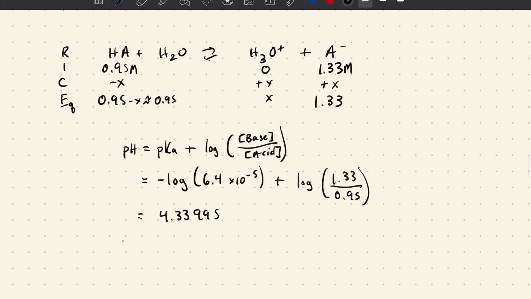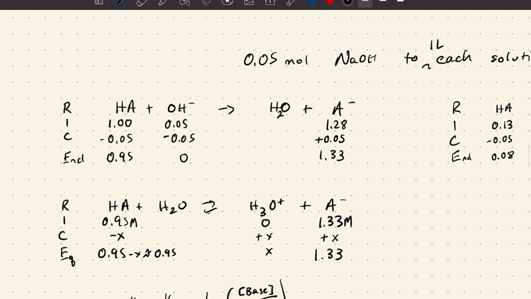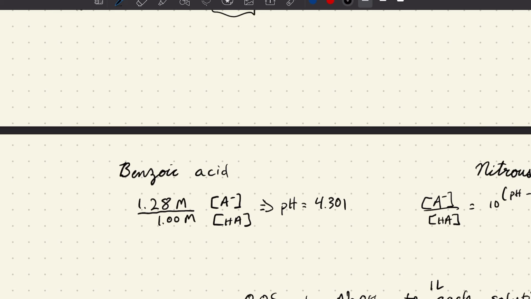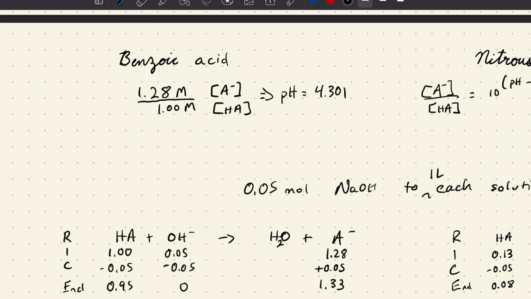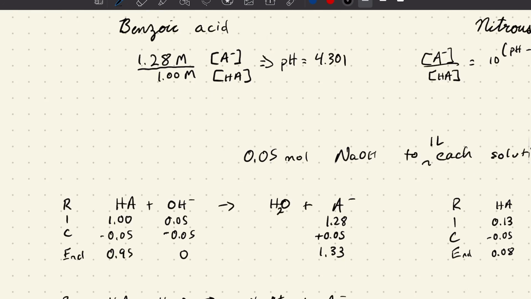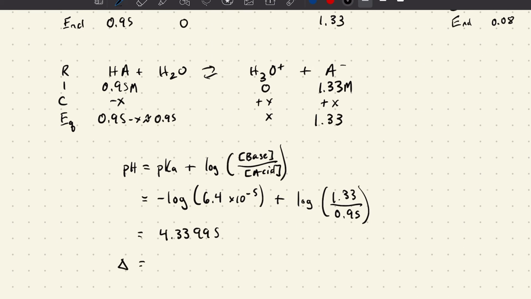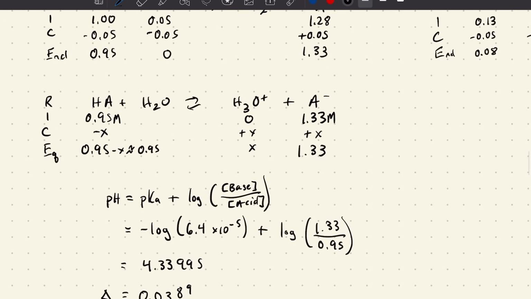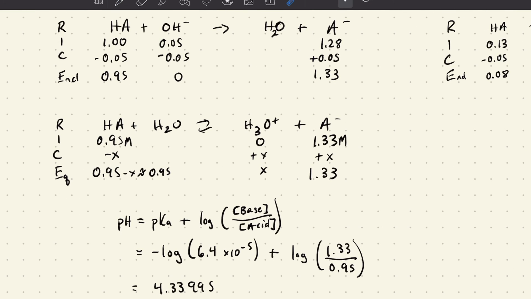So the change from the solution, remember I calculated the pH of the solution earlier was 4.301. Now it's 4.33. That's not a big difference. That change is 0.0389, which we'll just call 0.04. Not a big change. This is a good buffered solution. Our pH is close to the pKa. Our concentrations of acid and base are both really large.